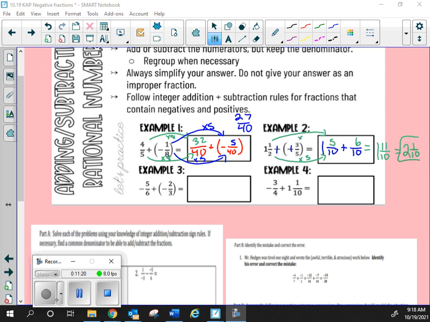I'm first going to get a common denominator. With this, I could do 6. If you did 18, you can do that, but I'm just going to leave it at 6. So this is going to say negative 5/6. This is going to double, so it's going to be negative 4/6. When I add, I keep the denominators the same. It's going to stay 6. It's going to be negative, and 5 plus 4 is 9.